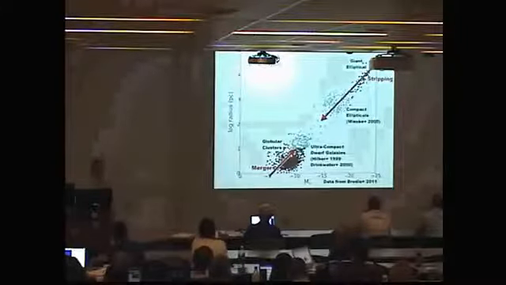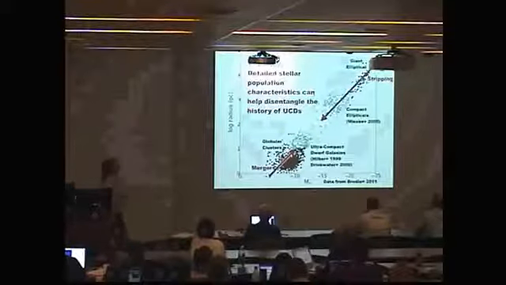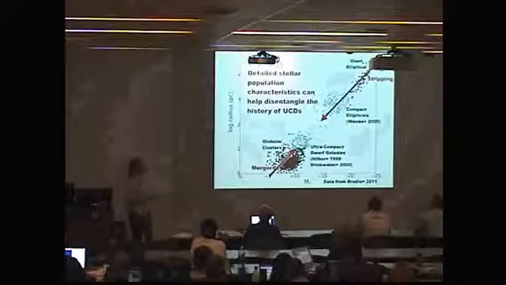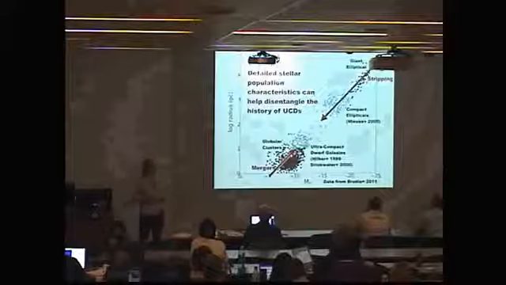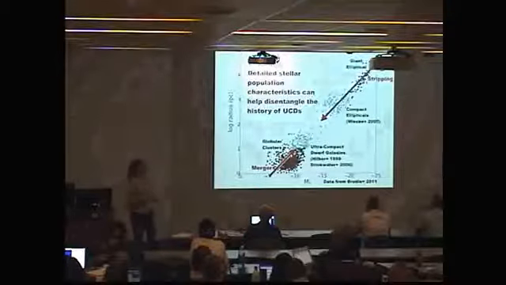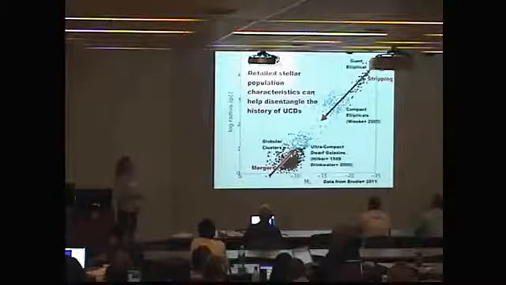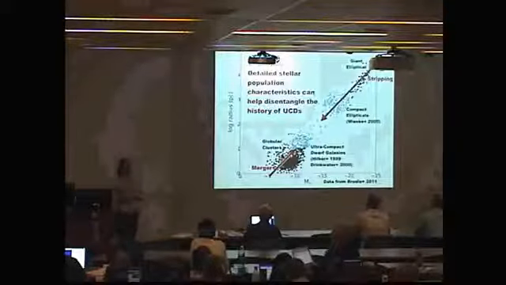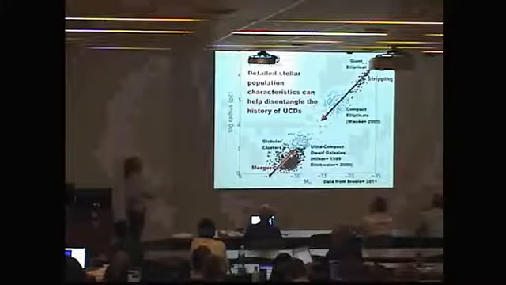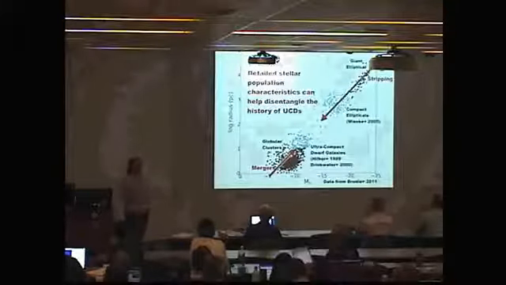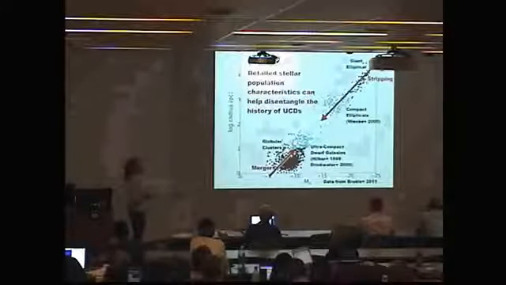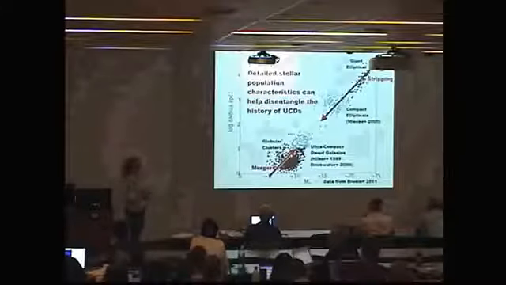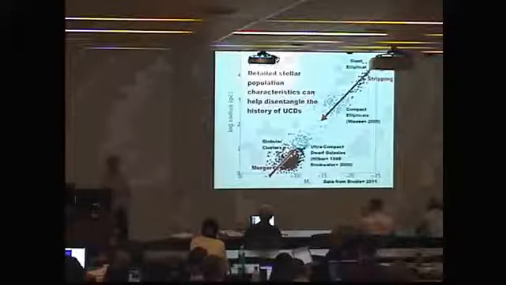And what we are trying to do now is use detailed stellar population characteristics as a way to elucidate the origins of UCDs. And by stellar population characteristics, what I mean are abundance patterns, looking at the stellar mass to light ratio, and trying to constrain the low mass IMF of these objects.